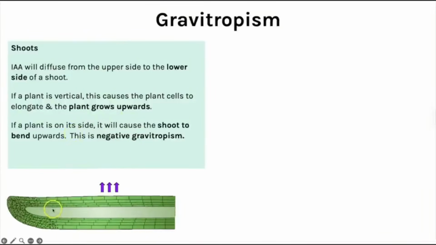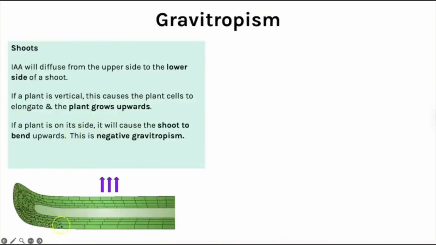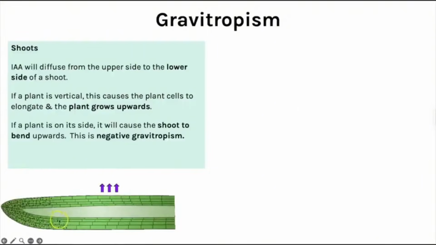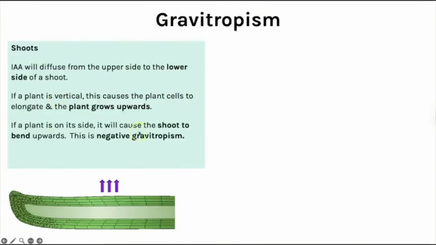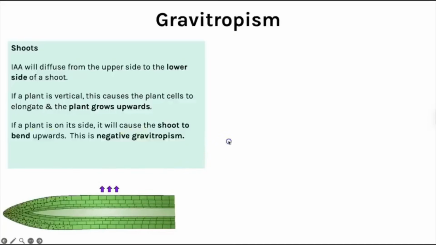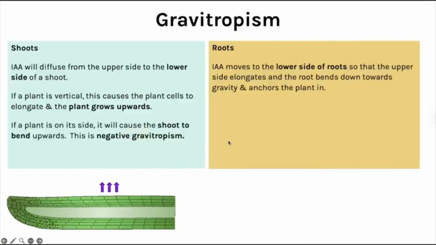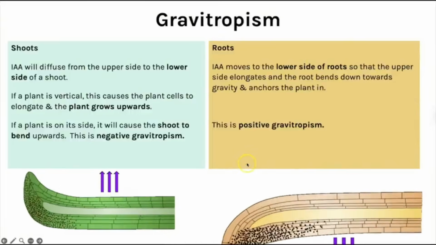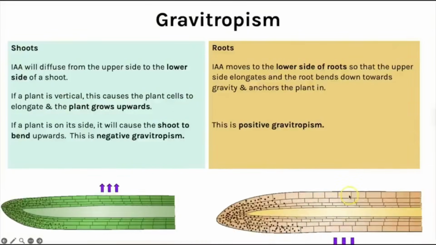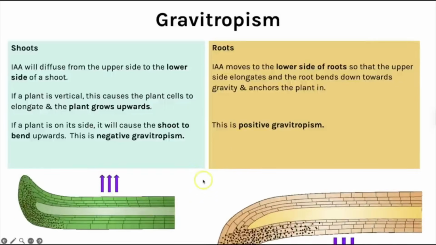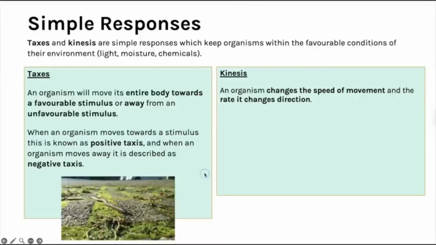If a plant is on one side though, like we can see in this picture, the side that is exposed to the auxin will elongate, and that can cause it to grow upwards. And that would be negative gravitropism. It's growing away from the direction of gravity. In the roots, it's the opposite. The IAA will diffuse to the lower side of the root so that the upper side elongates, and the lower side doesn't, so the root bends downwards towards gravity, which is a positive gravitropism.